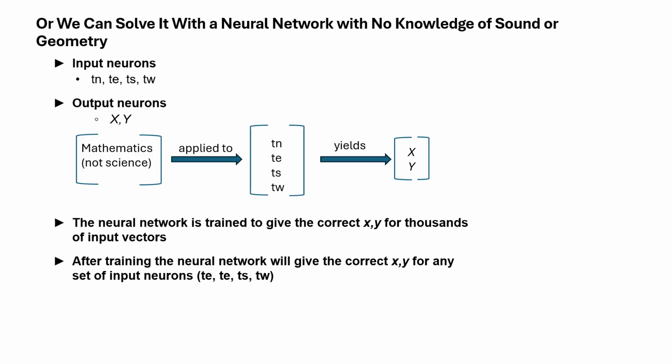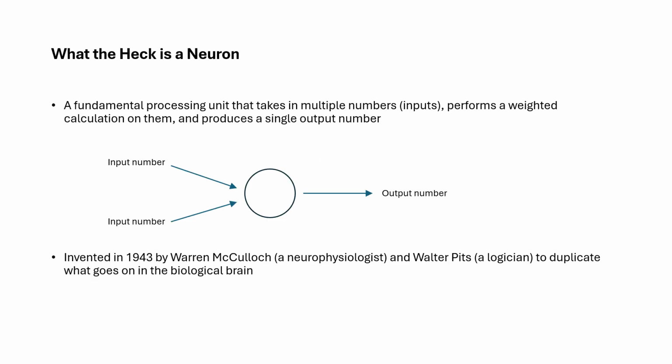What does that math look like? Well, it's based, as I said, on neurons. And what the heck is a neuron? It's a fundamental processing unit that takes in multiple numbers, inputs, performs a weighted calculation with multiplication and arithmetic, nothing more complicated than that, and produces a single output number.